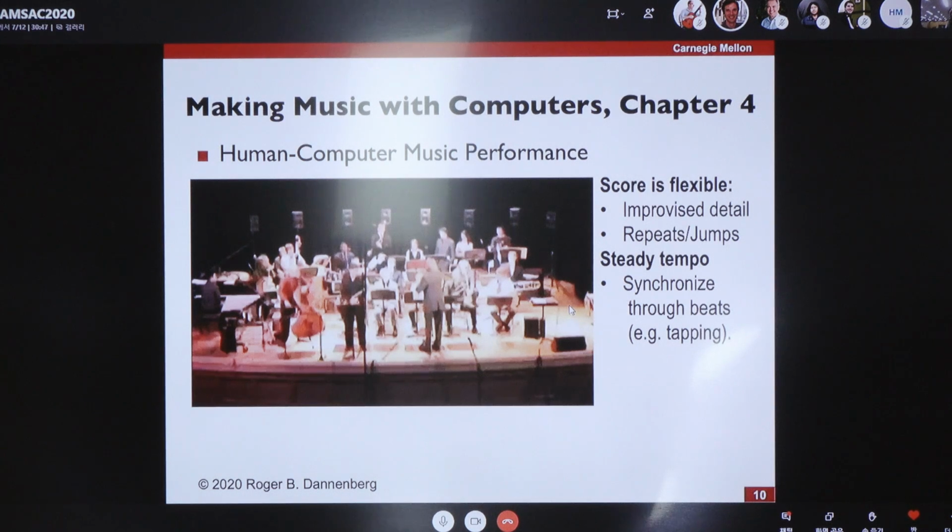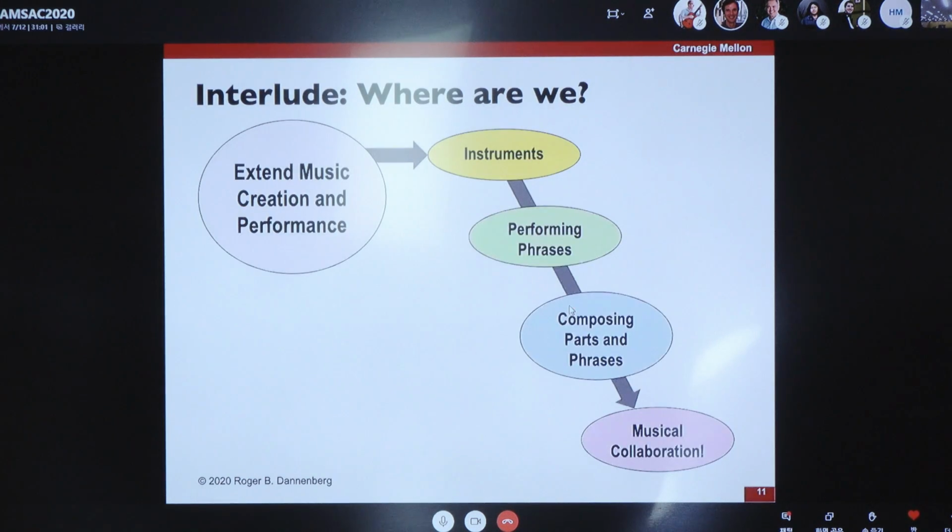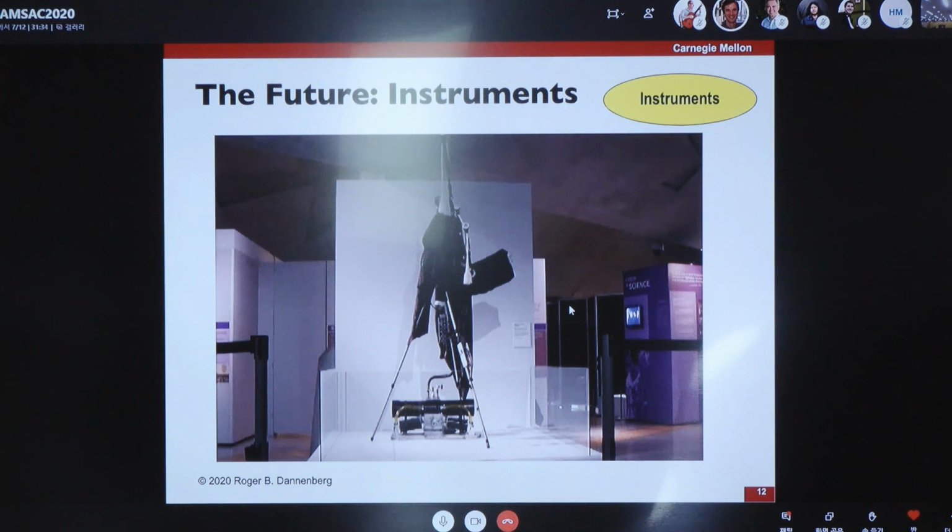Here we go. Okay, so just to summarize where we are so far, I believe that computer music has been a sort of grand enterprise to extend music creation and performance, and we've done that by focusing on instruments, on organization phrases, on entire compositions, and on music collaboration or music performance. And so now what I would like to do is talk about what the future might look like if we try to take those three streams and imagine where they can take us in the future.